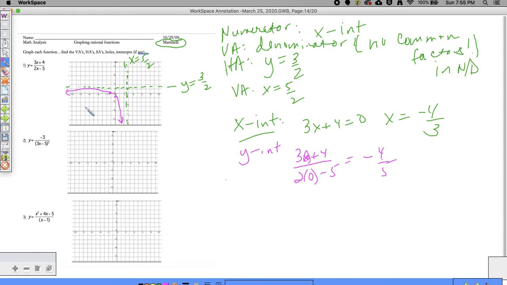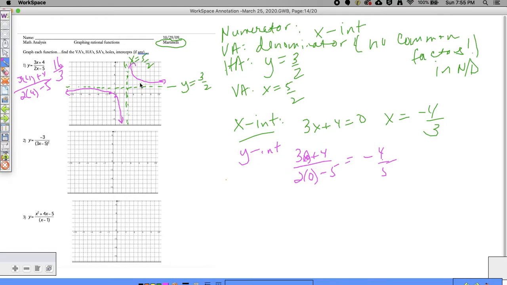But to confirm it, let's be smart about our confirmation. If I wanted to hypothetically pick, say, 4 and plug it in, I would have 3 times 4 plus 4 over 2 times 4 minus 5. 3 times 4 is 12, so that would be 16 over 3, and 16/3 is greater than 3/2. In other words, use your number sense. Really think about these things. Pick numbers to the left and to the right of the vertical asymptote, and it'll give you a hint as to what's going on.